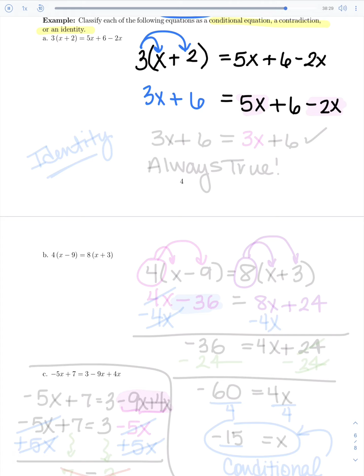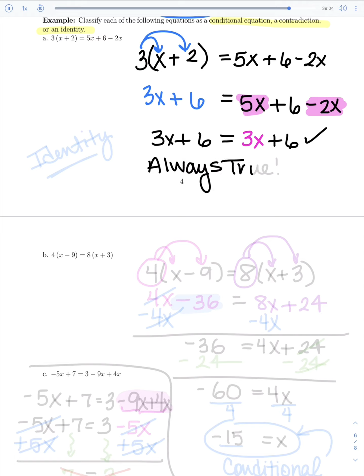Now what? After you distribute, there are some like terms on the right-hand side. There's a 5x and a minus 2x that can be combined because they're on the same side. Well, the 5x minus the 2x would also give us a 3x. We also have a plus 6. And the other side, we already had a 3x plus 6. Well, remember when both sides are the same, we're saying something's equal to itself. That is going to be always true.